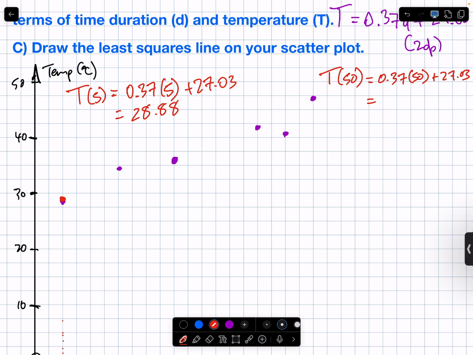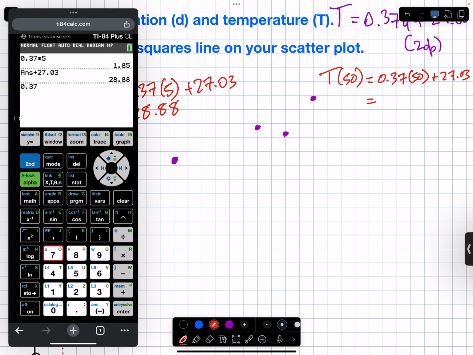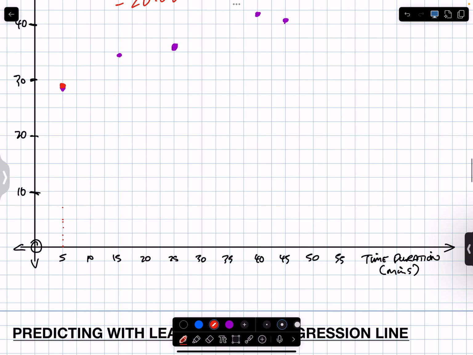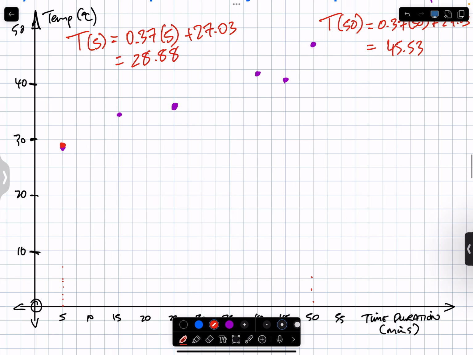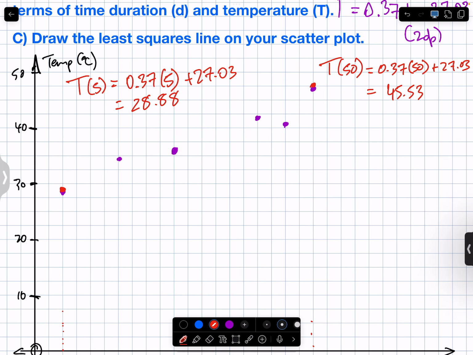That's going to equal, I always forget where I put the calculator. 0.37 times 50, add 27.03. That's telling me 45.53. So why does that help me? That tells me when time is 50, my y should be around 45 and a little bit. Do I have 2 red dots on the graph now? Could I draw a line through those 2? Yep. So now my line of best fit, instead of doing it by eye and just judging it, it's not judged. The calculator judged it for me. And the maths decided where the dots go.